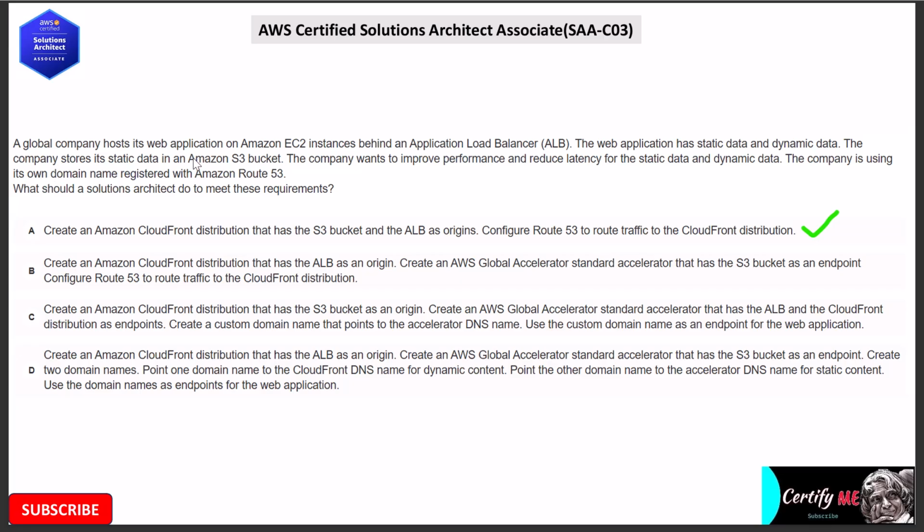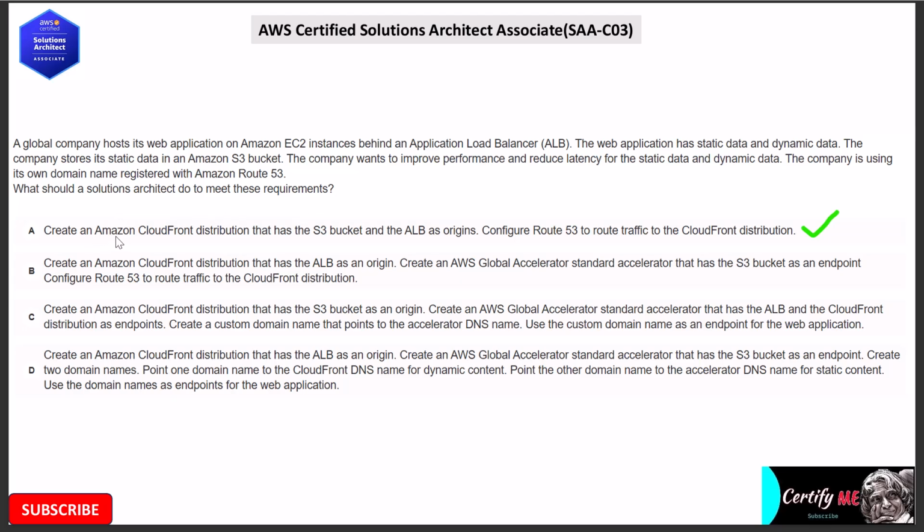A global company hosts its web application on Amazon EC2 instances behind an Application Load Balancer. The web application has static data and dynamic data. The company stores its static data in an Amazon S3 bucket. The company wants to improve performance and reduce latency for the static and dynamic data. The company is using its own domain name registered with Amazon Route 53. What should a solutions architect do to meet these requirements?